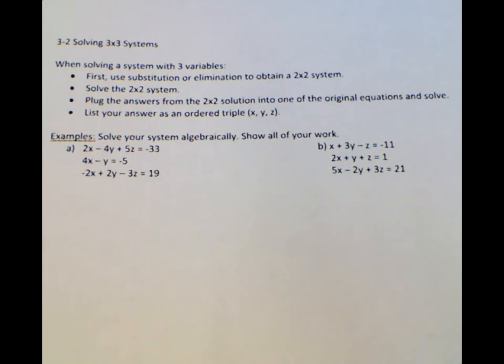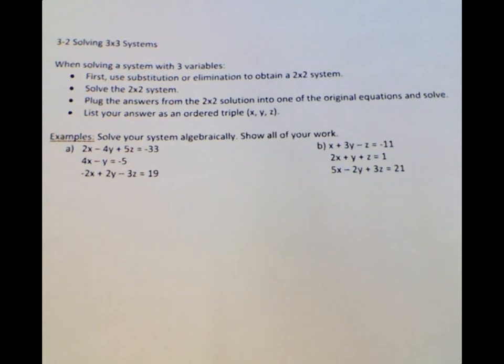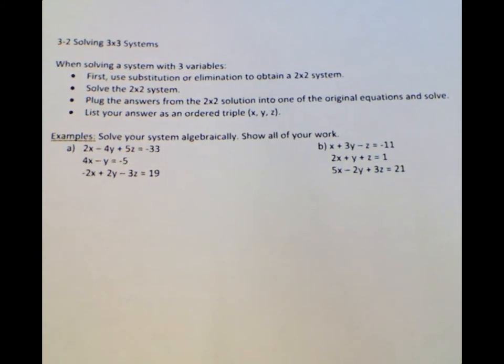Now, when you were solving the system by graphing, you only had an x and y. Substitution, elimination, you only had an x and y. Well, this is a 3 by 3, so we're going to end up with an x, y, and a z. So that's why it says list your answer as an ordered triple. Now, it's hard for us to solve a 3 by 3, so what we do is we turn it into a 2 by 2 because we already know how to solve that.